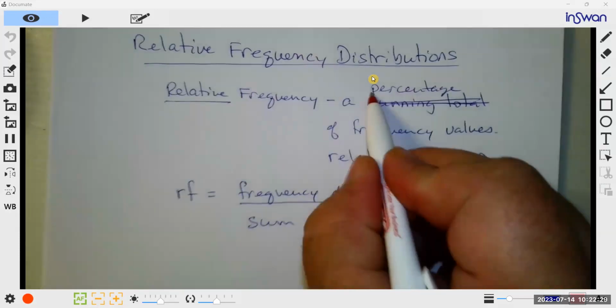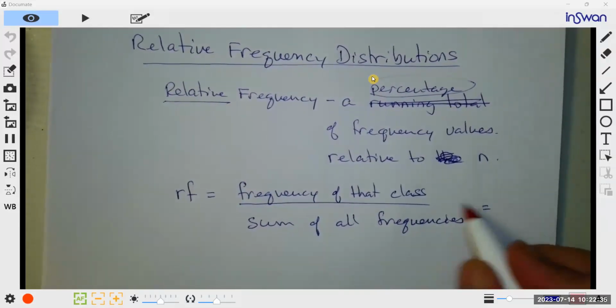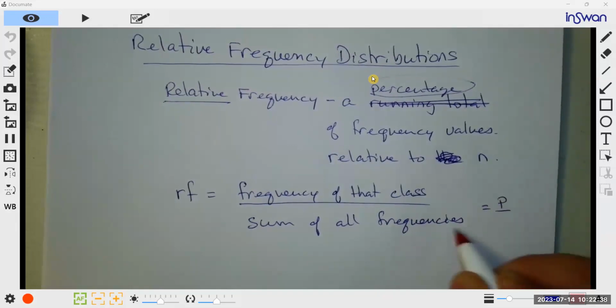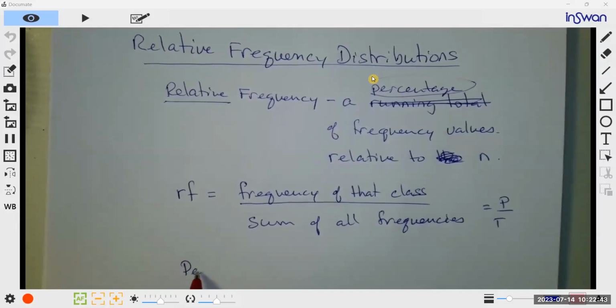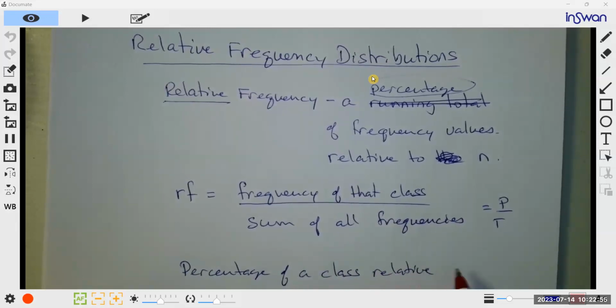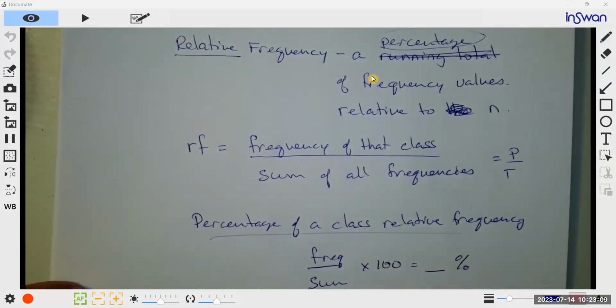Because it's relative. I'm using percentage because, if you look at the formula, it's the part over the total. All we're missing here is the percentage of a class. Relative frequency is simply the frequency divided by the sum of frequencies times 100. That equals the percent.